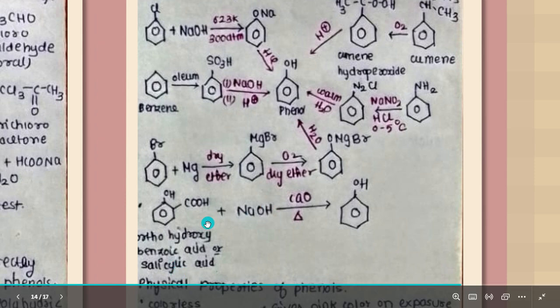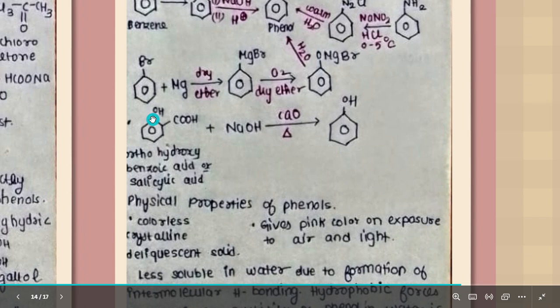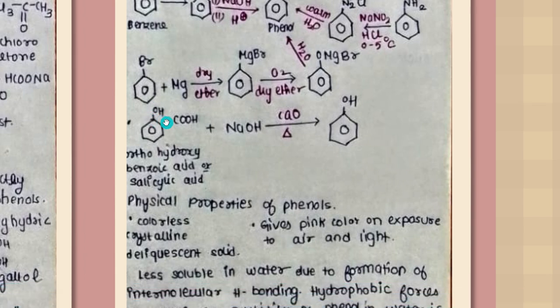Next reaction is this benzene ring attached to OH and COOH. Now, what is this known as? This is known as salicylic acid or orthohydroxybenzoic acid. Here you can see if this is the position I consider as 1, COOH.